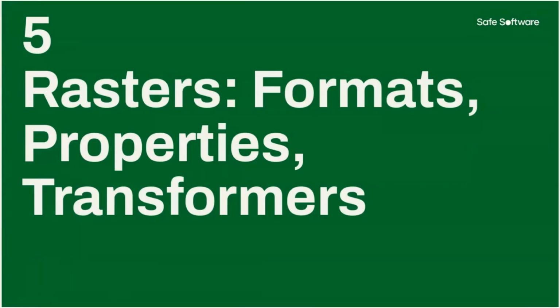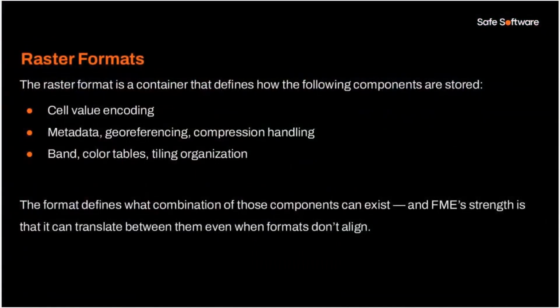Yeah, so in this section now, we'll go over the components of raster formats, key properties that define how rasters behave, and the transformers inside FME that let us manipulate them. So we can think about the format of a raster as a container. The container or format defines how different components are stored. So formats encode cell values differently, handle metadata and georeferencing differently, as well, they organize bands, compression, and tiling in their own ways.